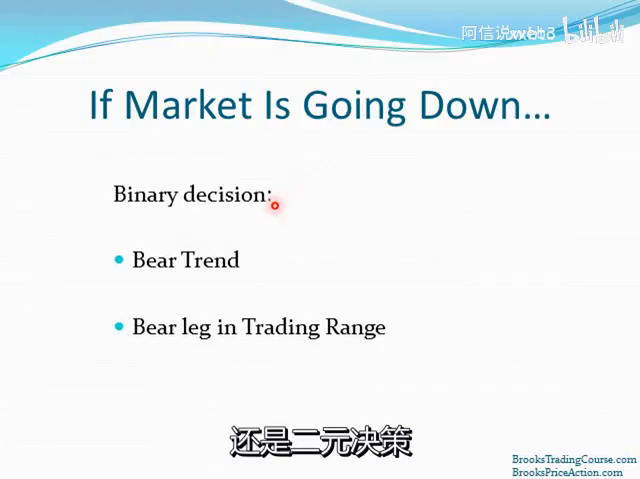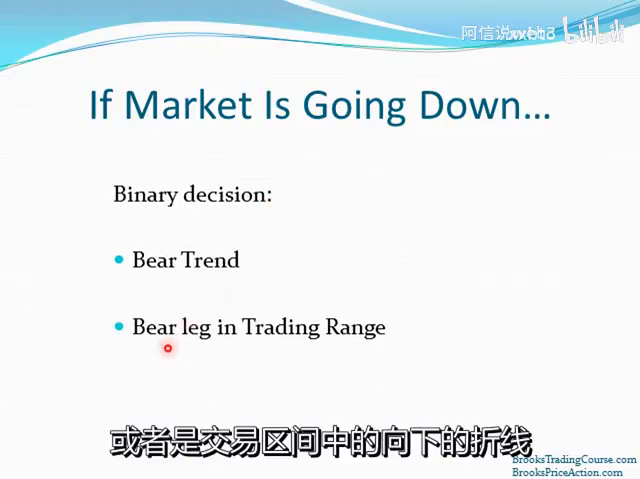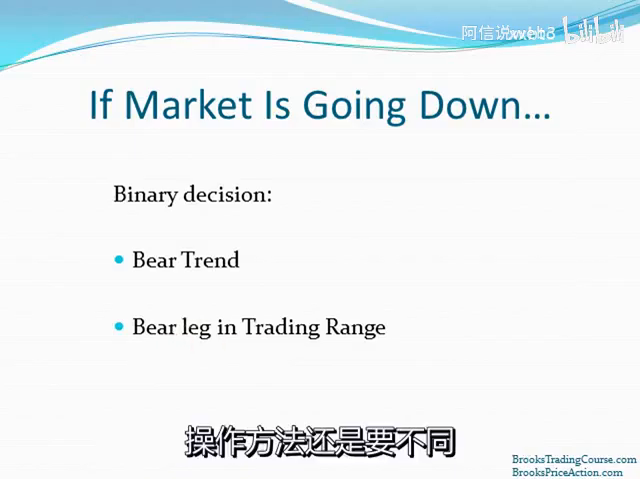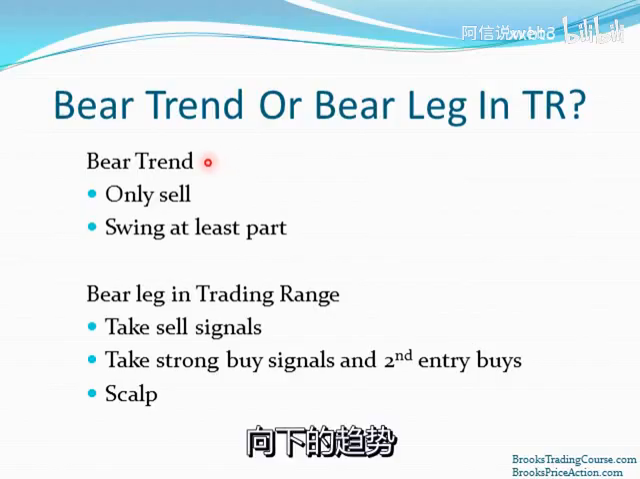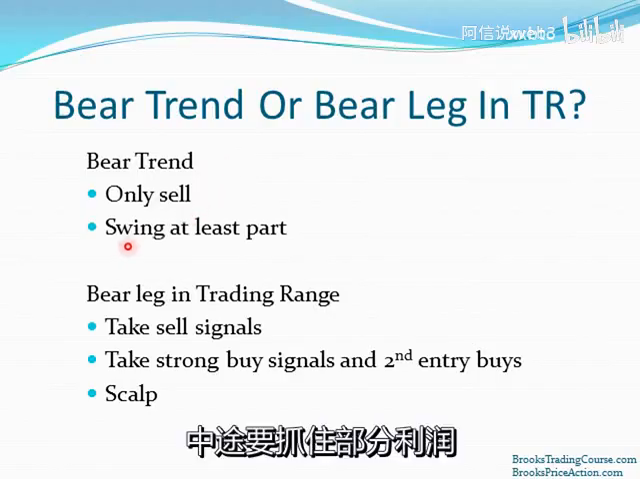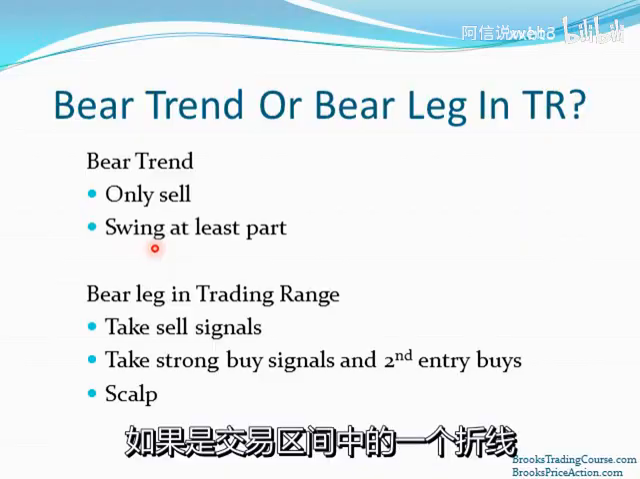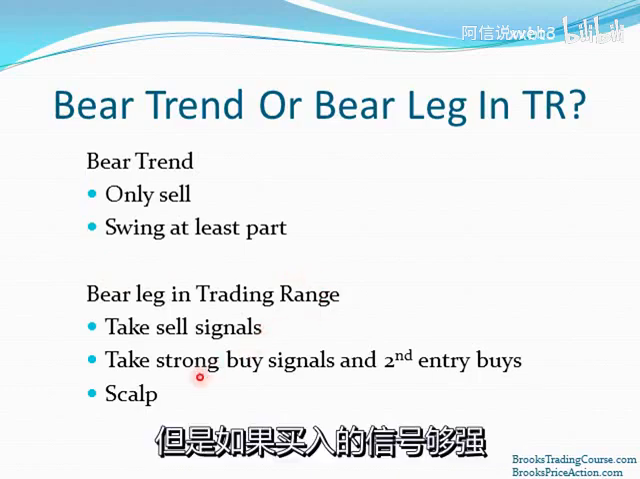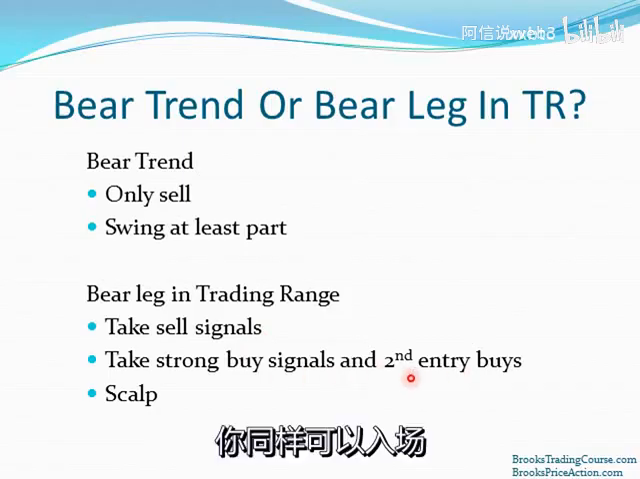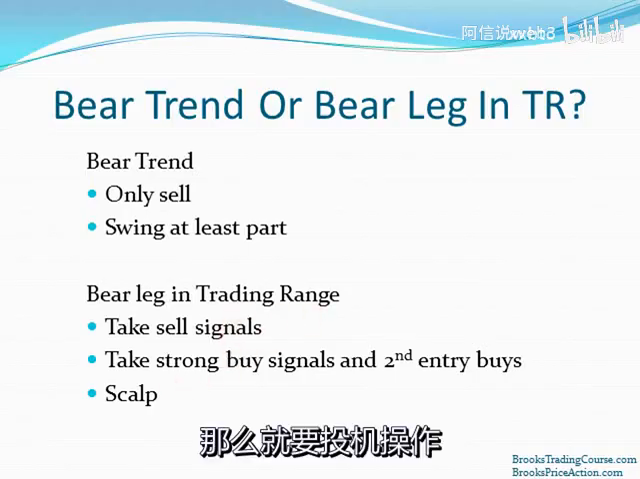If the market's going down, also binary decision. It's a bear trend or it's a bear leg within a trading range. And again, you trade them differently. If it's a bear trend, only look to sell and try to swing at least part of the position. On the other hand, if it's a bear leg within a trading range, you definitely should take the sell signals, but if the buy signals are strong enough, especially if there are second entry buys, you can take them as well. And again, if it's a trading range, it's better to be scalping.